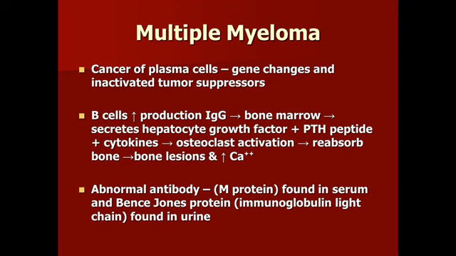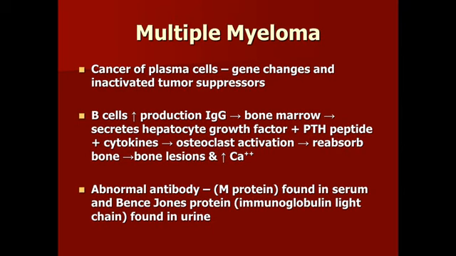What happens in a multiple myeloma is the B cells have an overproduction of IgG, and a specific IgG. And there's too much antibody produced to structure called light chains. This increased production of IgG occurs within the bone marrow, which then secretes hepatic growth factor as well as a parathyroid peptide and cytokines. This then leads to activation of osteoclasts and resorption of bone, which then causes bone lesions and an elevated calcium level.